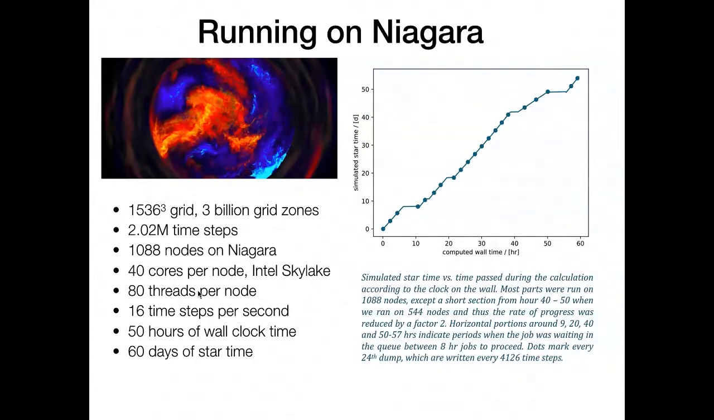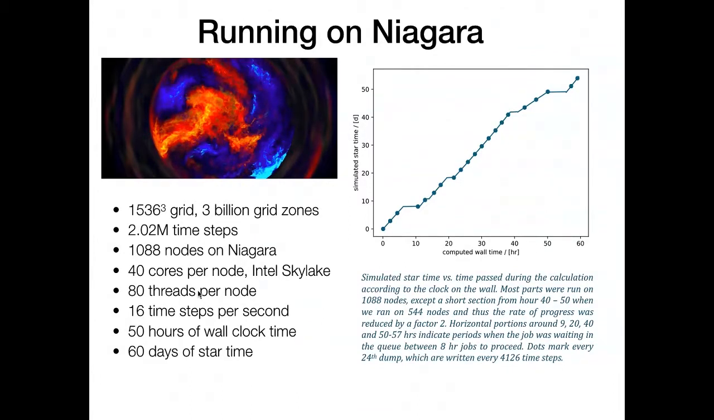The simulation was done simultaneously on 1088 nodes on Niagara. Niagara has 40 cores per node on these Intel Skylake CPUs. We used hyper-threading, 80 threads per node. And with that configuration on the 3 billion grid, the code was able to perform 16 time steps per second on Niagara, which is really, I think, a very impressive performance.